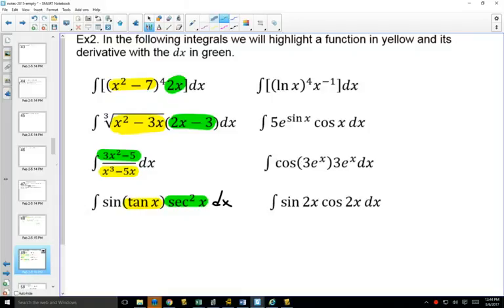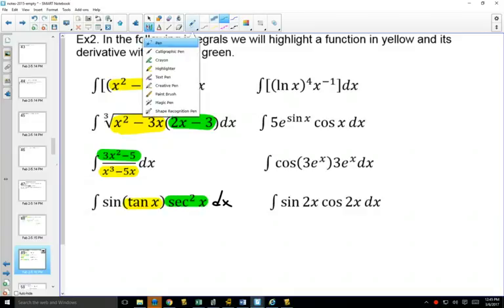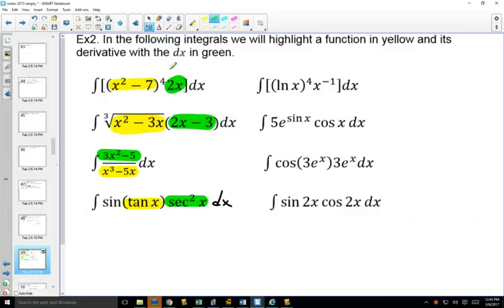What's the derivative of natural log? 1 over x. So here we have our inside function, natural log, and sure enough, our derivative is right there, but it's written as x to the minus 1 instead of 1 over x.